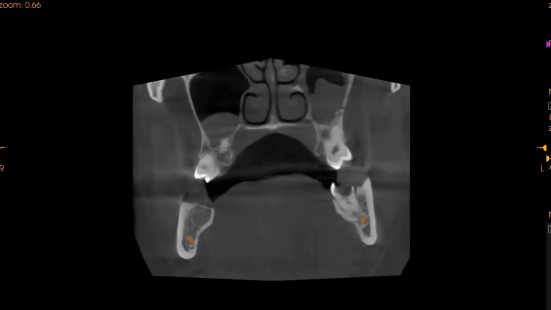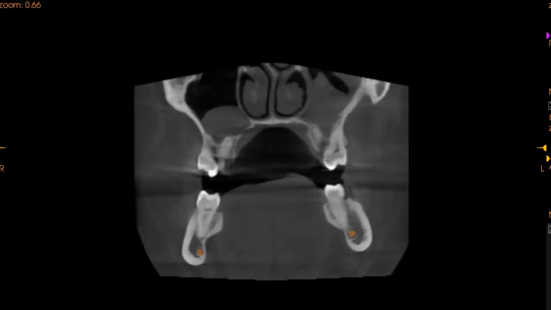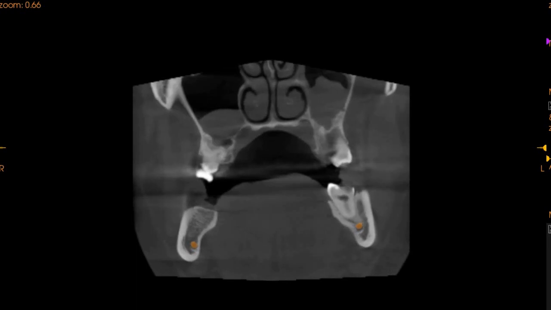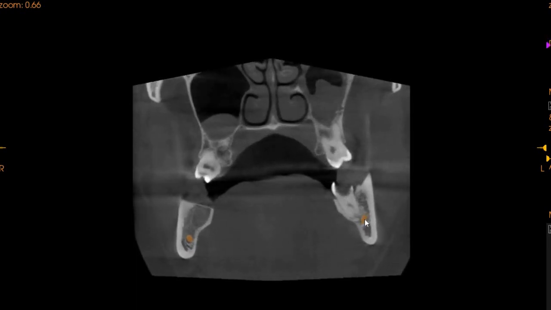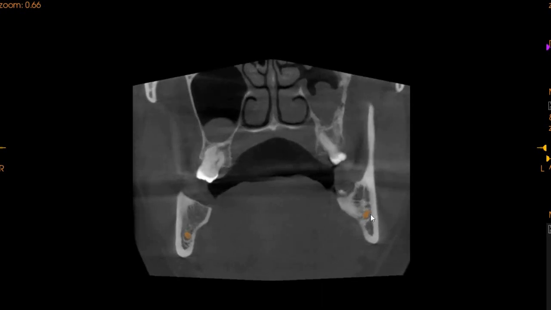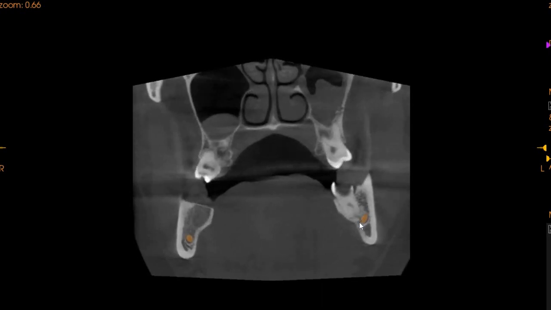Just to give you a slight idea on a coronal view as well. So this is the coronal view. We're just going to move in. This is the second molar, and this is the third molar on the left hand side, and we can clearly see that the root is very closely associated with the inferior alveolar nerve. This is that supplemental root portion on the lingual aspect as well.